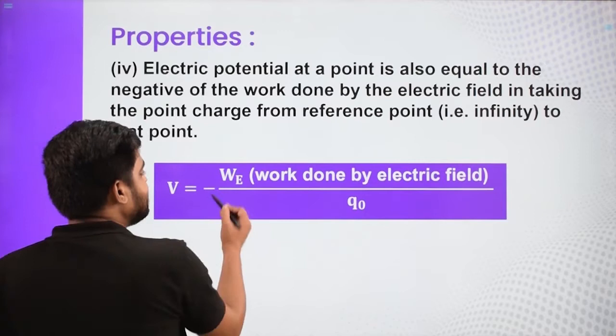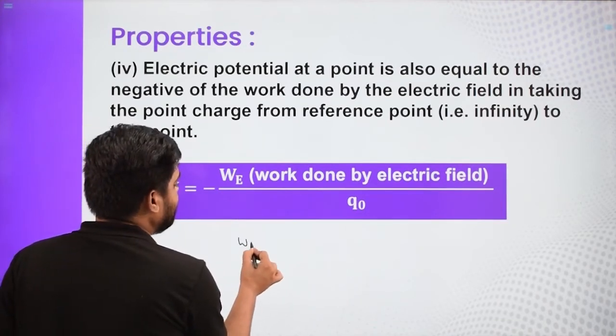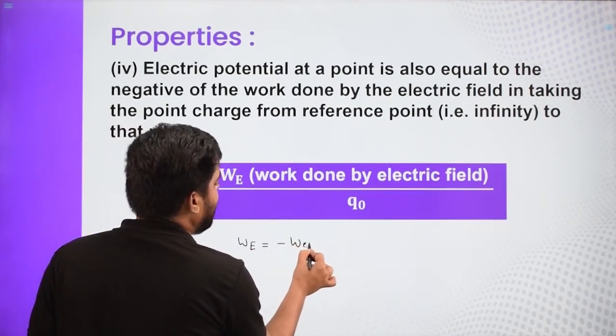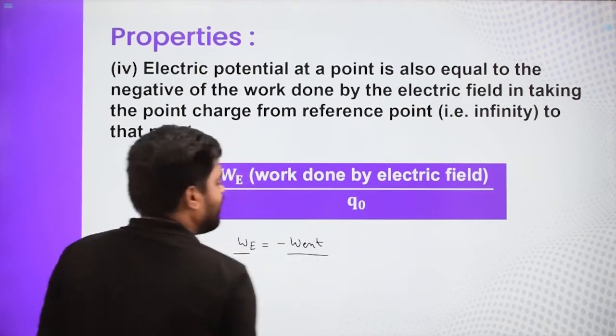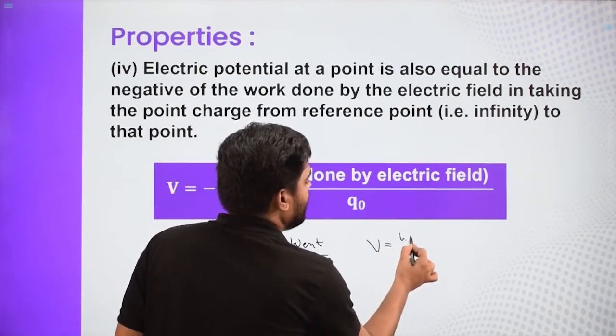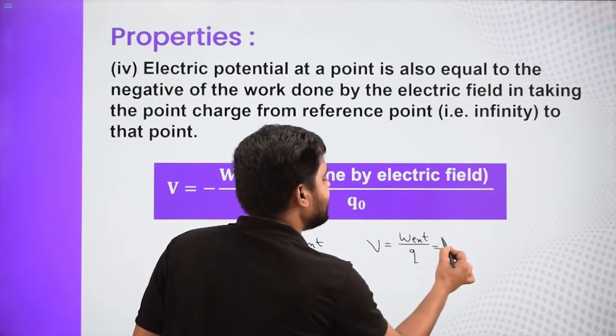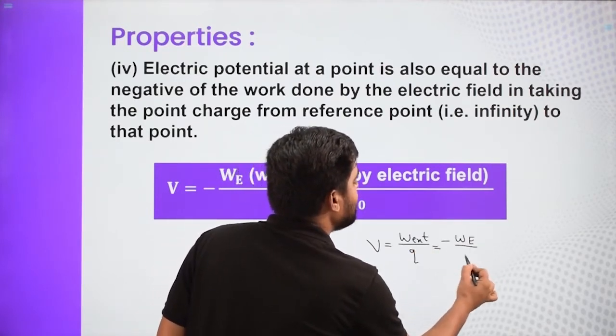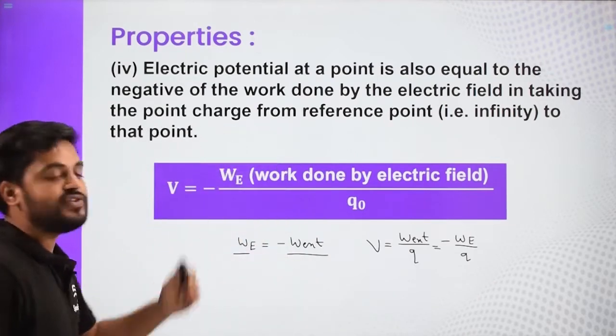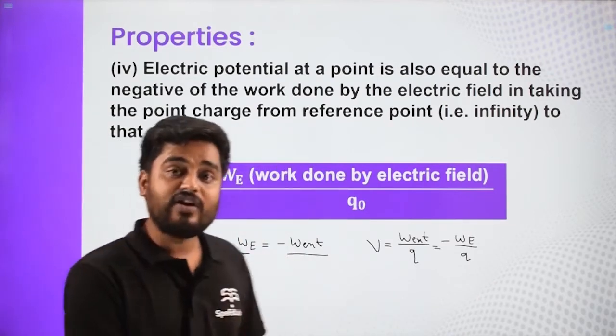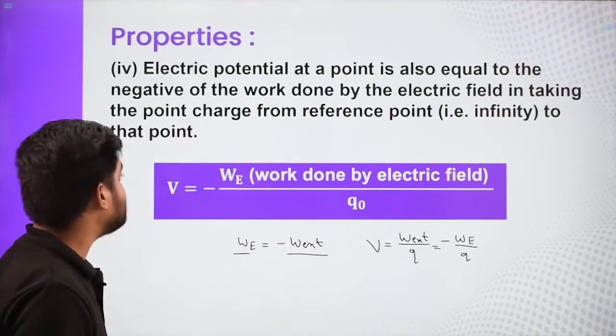So we have already discussed that work done by electric field is basically negative of work done by external field, and potential is defined as work done by external force per unit charge, and that is negative of work done by electric field per unit charge. So it is also defined that way, which we have already discussed while writing the original formula.